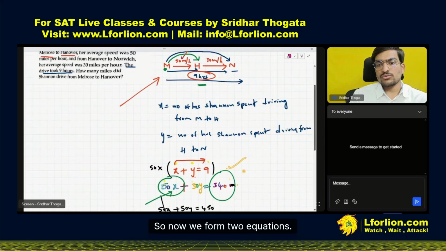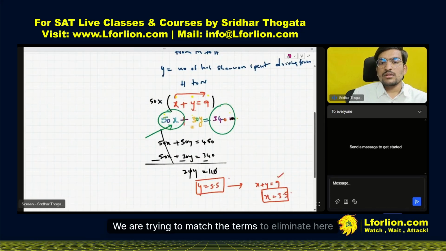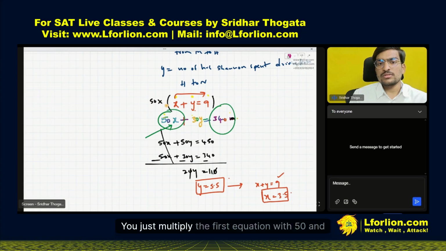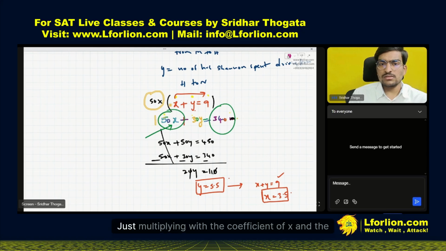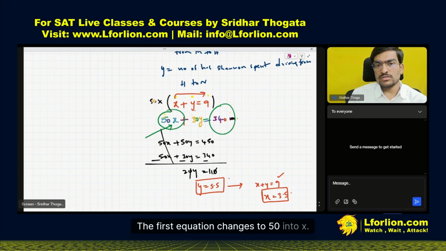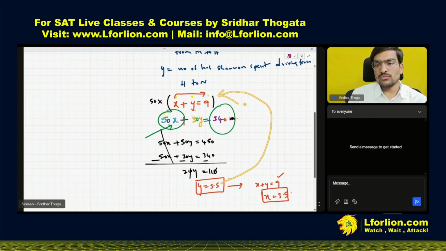So now we have formed two equations. We are trying to match the terms to eliminate. Here we can do substitution or elimination, whichever is okay for you. It's better to do elimination to do it quicker. Multiply the first equation by 50 and the second equation by 1, the coefficient of x in the second equation. So the second equation won't change. The first equation changes to 50x plus 50y equals 450, which is 50 times 9. Then we just do subtraction and we get the value of y. Take that y value and substitute it in equation 1, and you get the value of x.